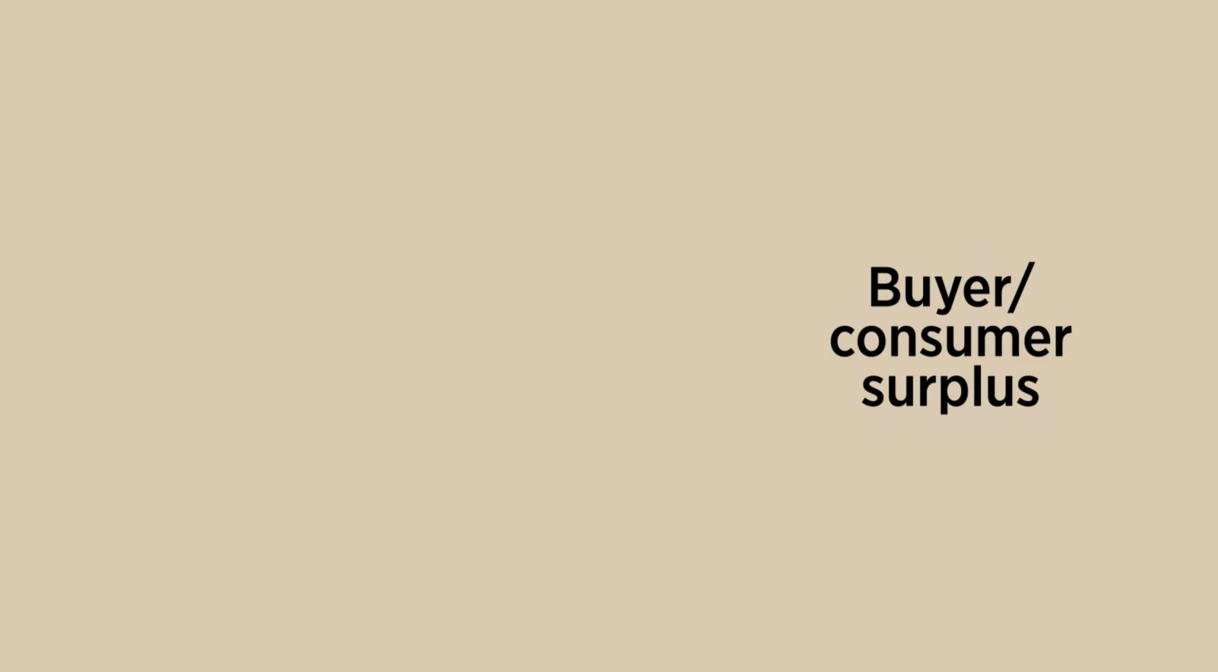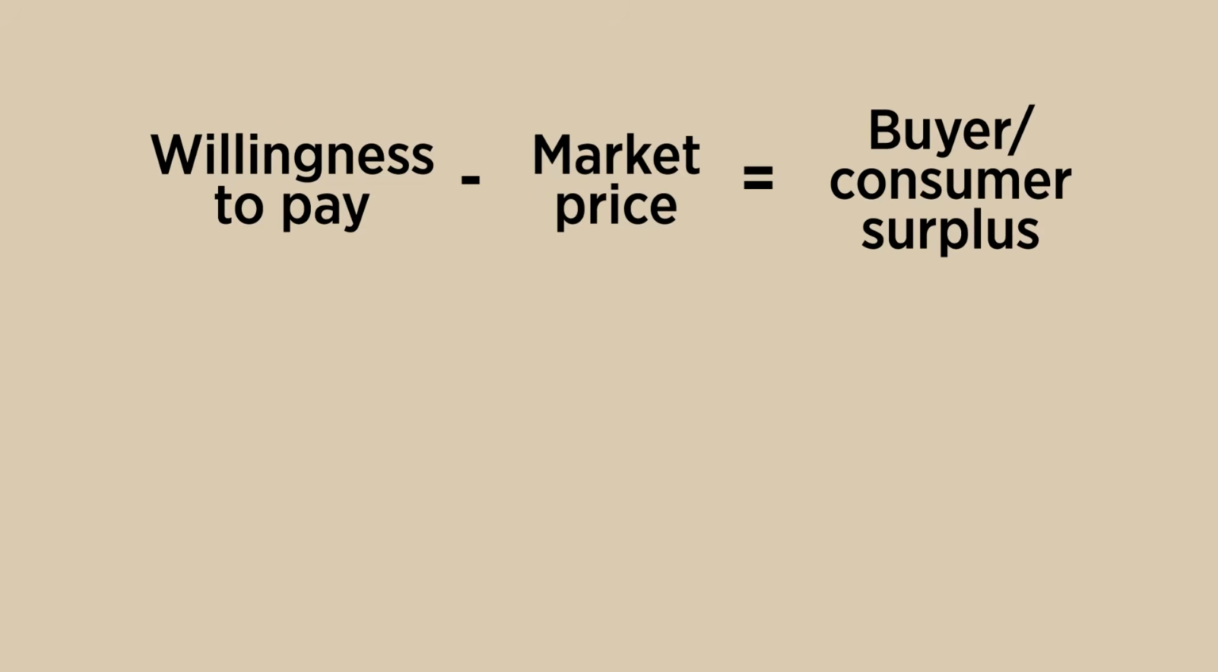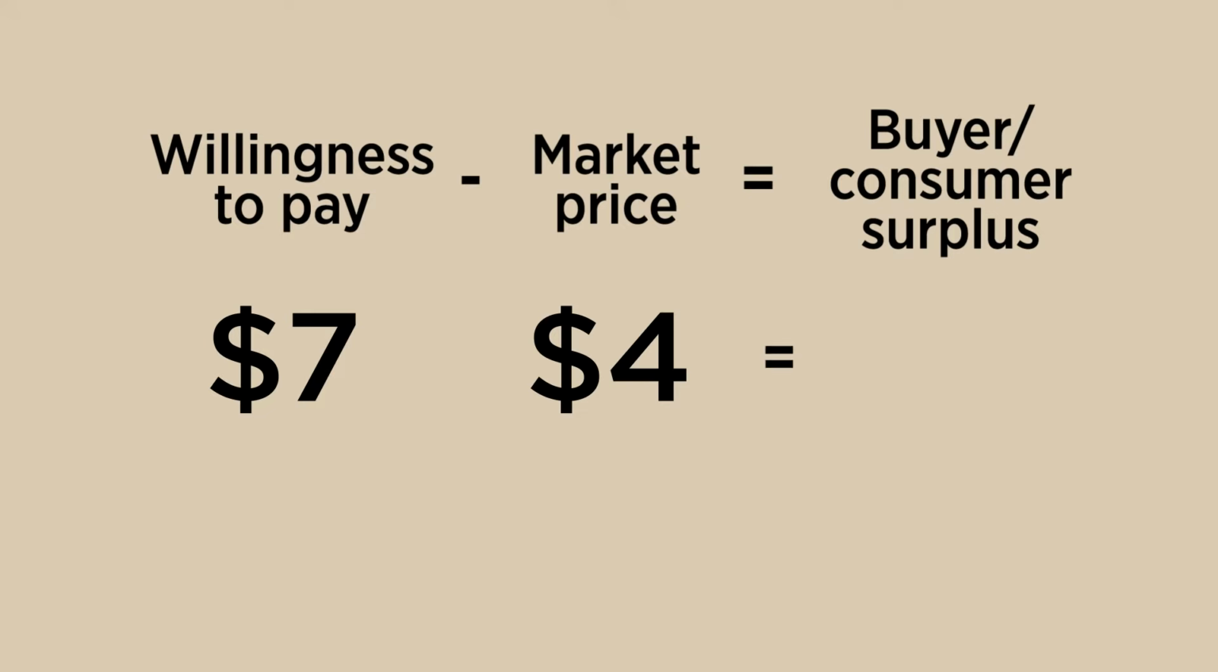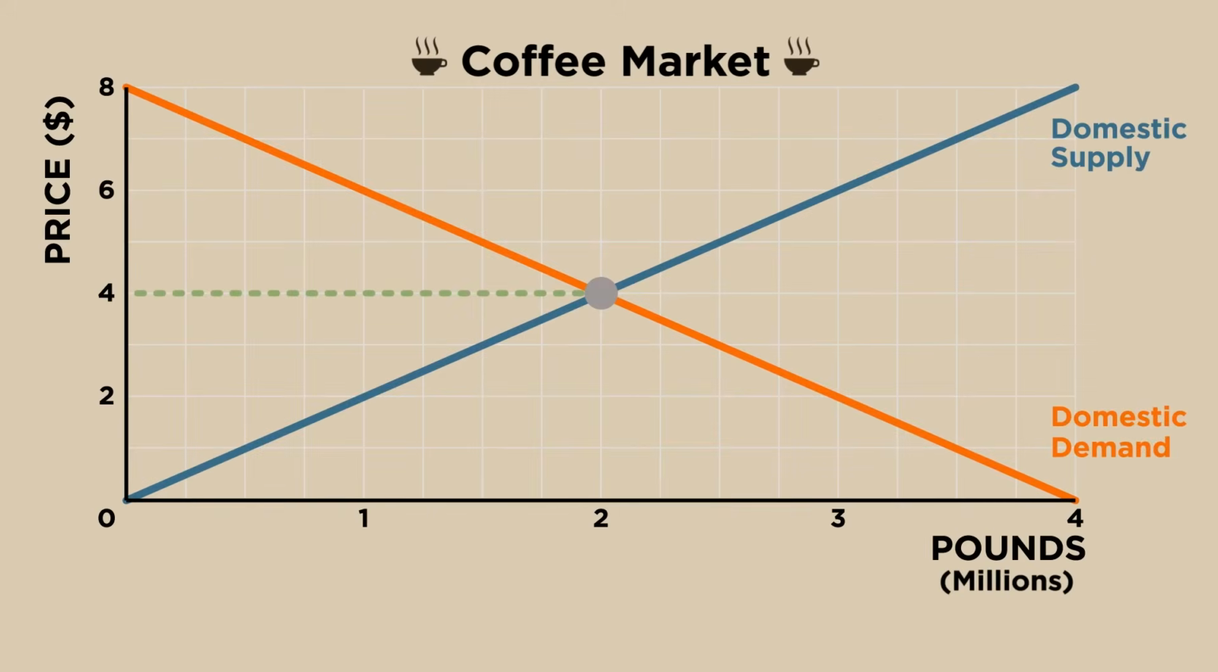Now, recall, the consumer surplus is the difference between the maximum price a buyer would be willing to pay and that market price. So for example, say you're willing to pay $7 for a pound of coffee, but the price of coffee is only $4. Your consumer surplus is the difference, $3. You got the coffee and you only had to pay $4. Or as another example, imagine you're willing to pay $5 for coffee, but the price is only $4. Your consumer surplus is $1 in this instance.